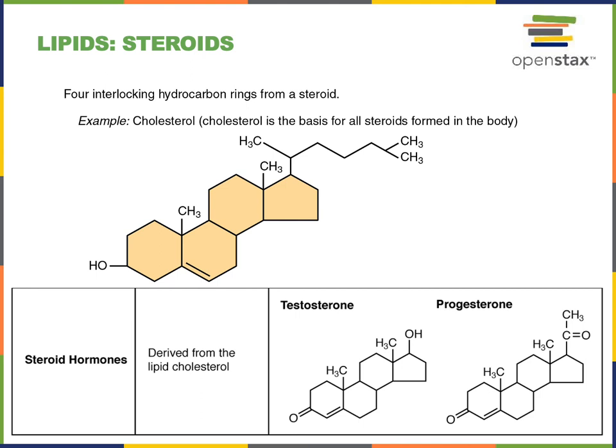Similarly, progesterone is a sex steroid hormone, but progesterone is a female sex hormone. Progesterone is produced by the female gonads, known as the ovaries. And one of the important functions of progesterone is to maintain the inner lining of the uterus, the endometrium, in order to provide a suitable environment for the implantation of an embryo. And so progesterone will prevent menstruation and keep the uterus prepared to maintain pregnancy.